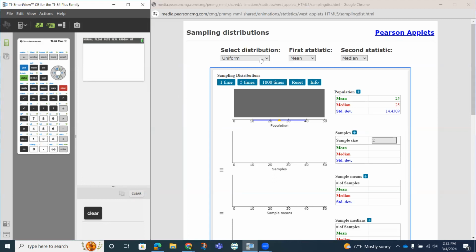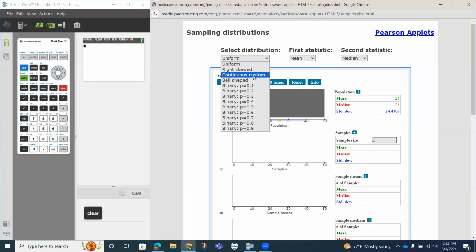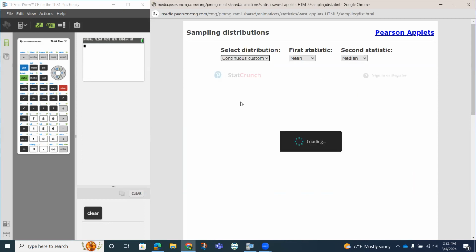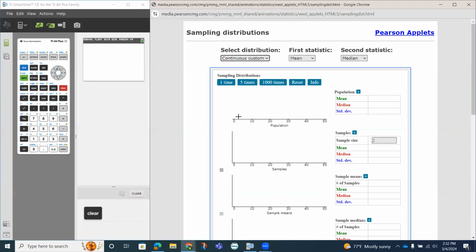Right now, notice how it's a uniform distribution. What I can do is make a continuous custom one by just drawing it, freehand if I want. It doesn't have to be a bell-shaped curve to start with. That's the cool thing about the central limit theorem, it doesn't have to be a bell-shaped curve to start out with. So let's set my population as a mean of 25.9018 and a standard deviation of 12.1518.